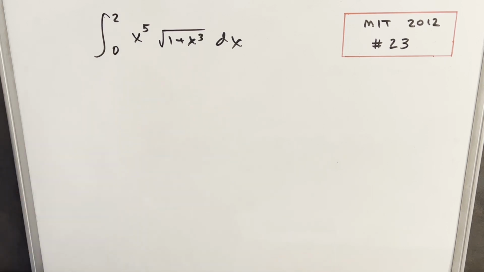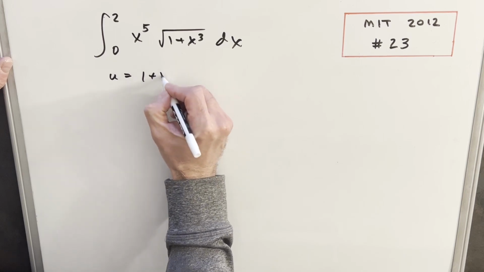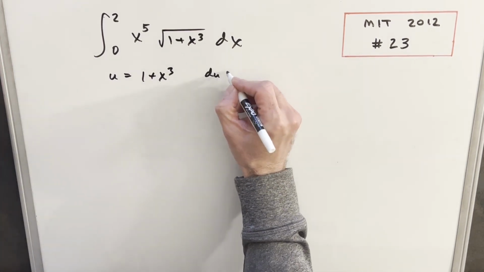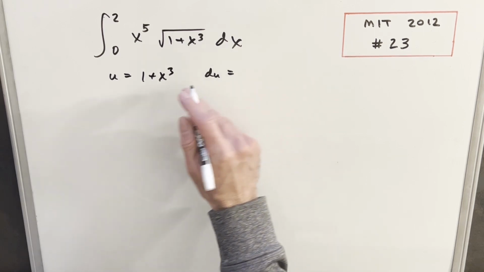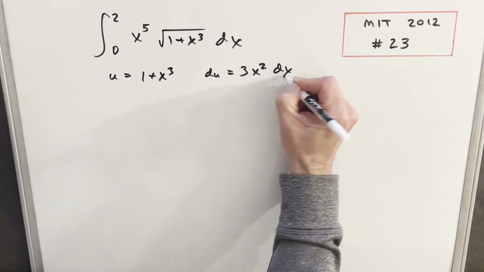It's going to make our x to the fifth term more complicated, but I think it's going to be worth it. So let's see how this looks. I'm going to make my u equal to, we could do the whole radical, but I'm going to do just the inner part, 1 plus x cubed. And then we'll take our derivative and we'll have du equals, derivative of 1 is 0, derivative of x cubed is going to be 3x squared dx.